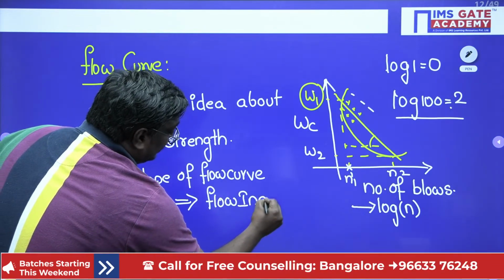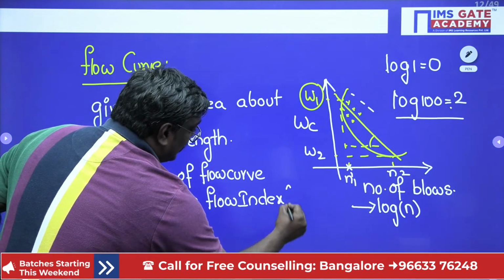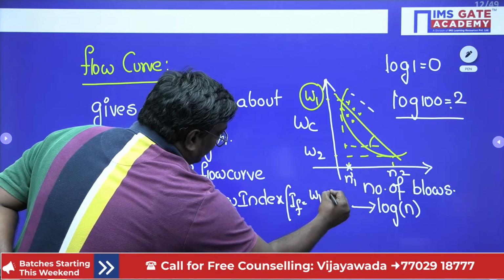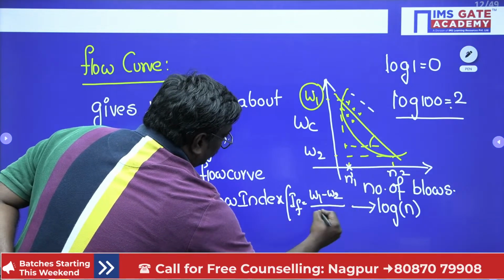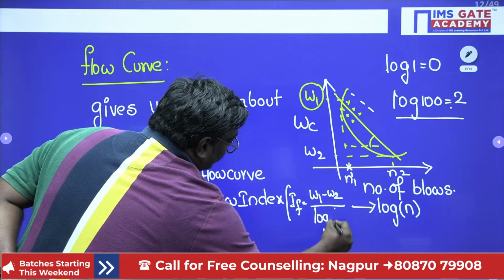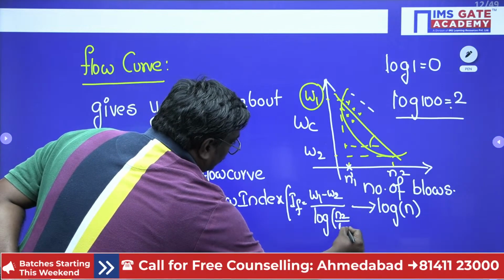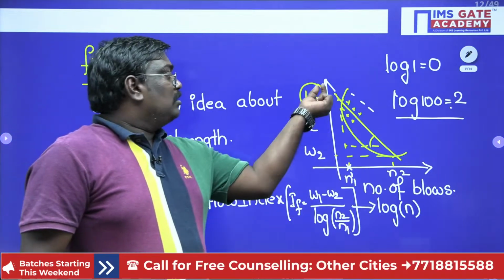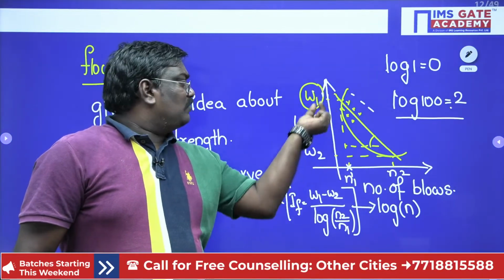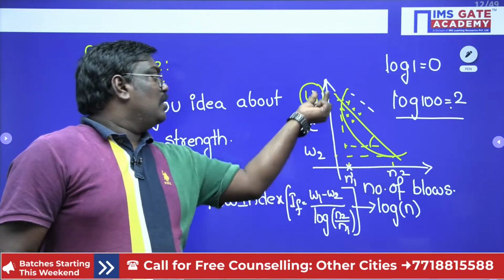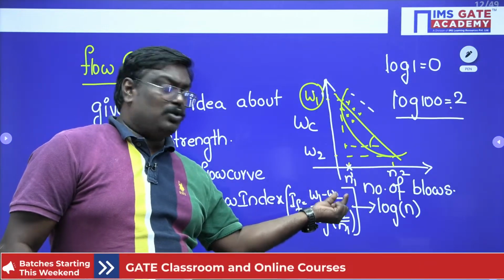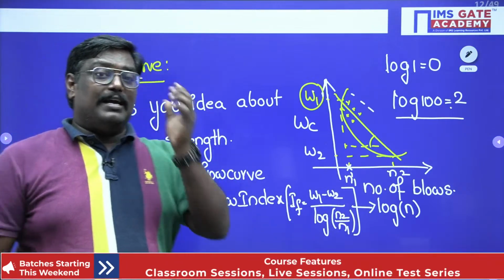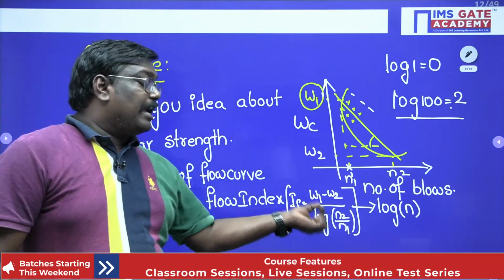And this flow index is represented by what, students? It is represented by IF. And IF can be written as W1 minus W2 upon log N2 by N1, because log A minus log B can be written as log A by B. So here, what is the slope? dy by dx, y2 minus y1 by x2 minus x1. y2 minus y1 is W1 minus W2. x2 minus x1 is log N2 minus log N1, which can be written as log of N2 by N1.